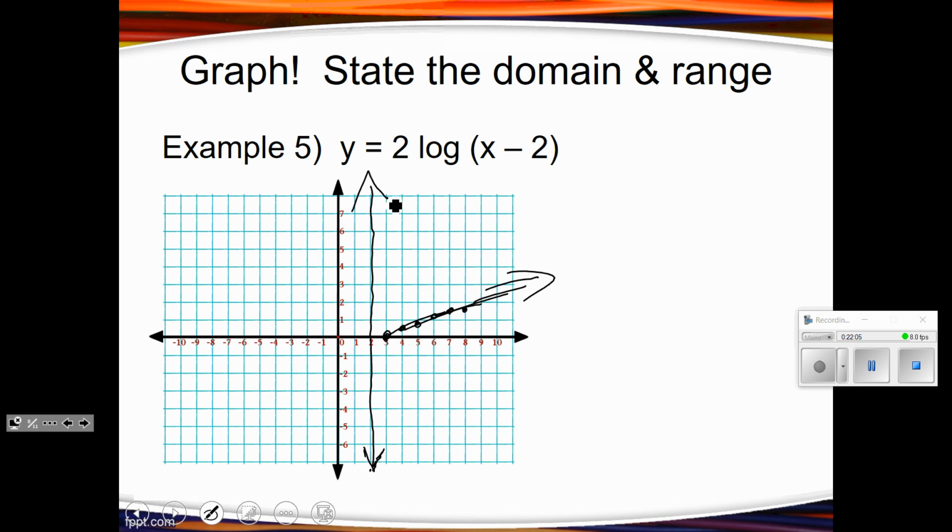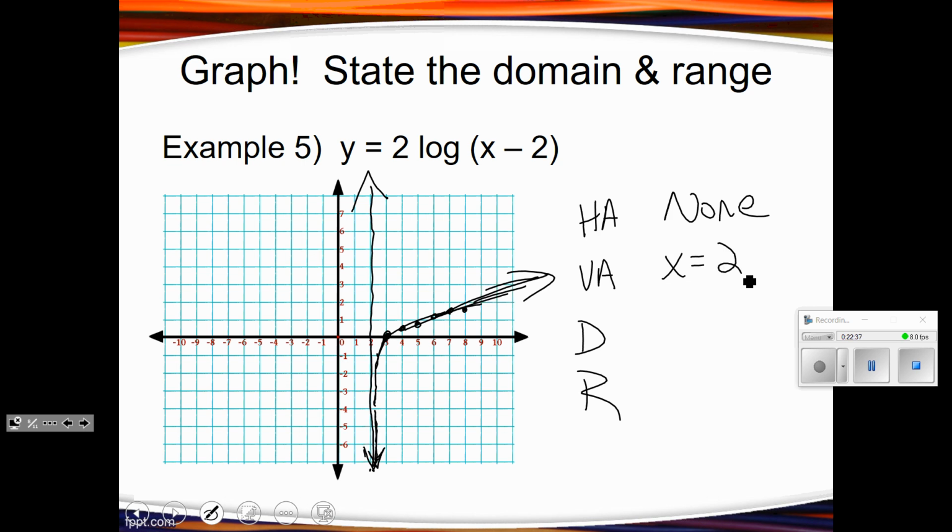Okay, and so I've got to approach this. So I've got to draw it to where it's getting closer and closer and closer, but it doesn't quite touch it. Okay. So HA, VA, domain, and range. I encourage you to pause it and see what you could fill out. So horizontal, is it approaching anything horizontally? And that is a no. Okay. Vertical, yes. We know we have a vertical at x equals 2.